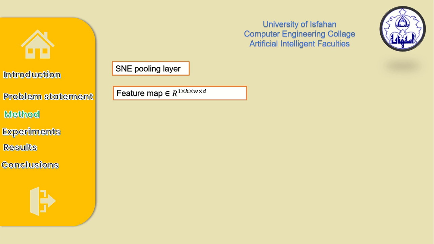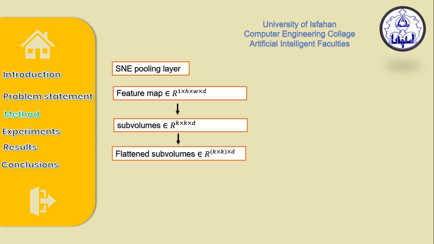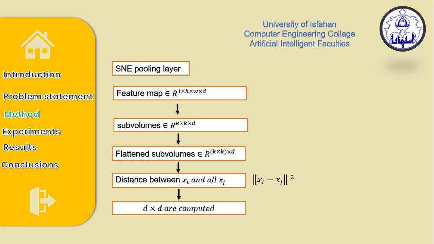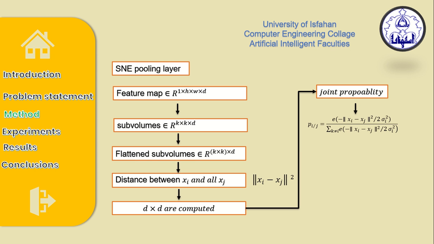Let us see the steps here. The feature map consists of one tensor of H by W by D. Then we consider subvolumes, each of k by k by D. Then we flatten the subvolumes, and we will have k by k by D. Each will have D features, each feature with k by k elements. Then the distance between x_i and x_j will be considered according to this equation. After that, a D by D distance matrix will be computed between each element. The joint probability will be computed according to this equation.